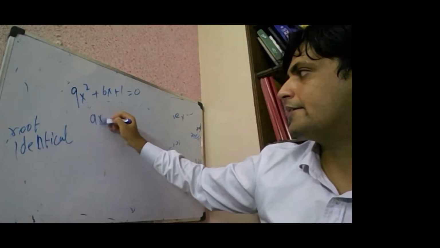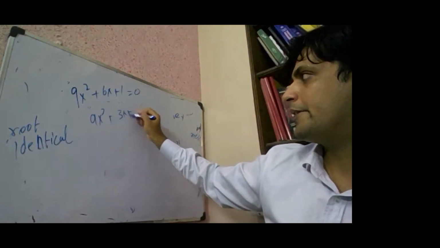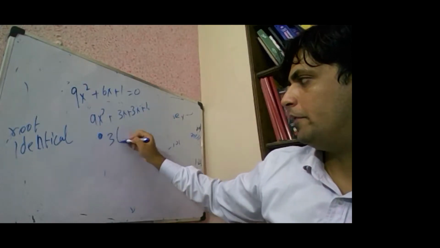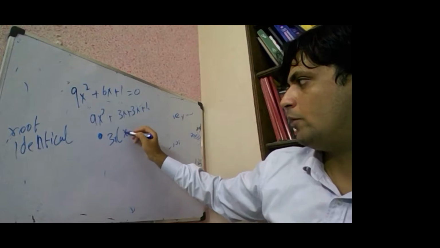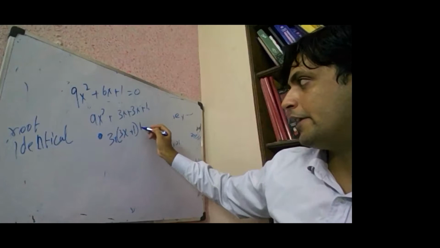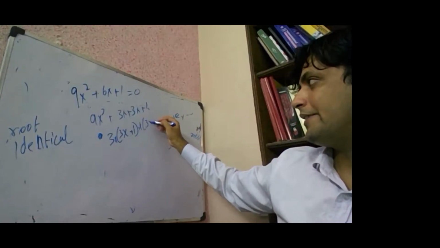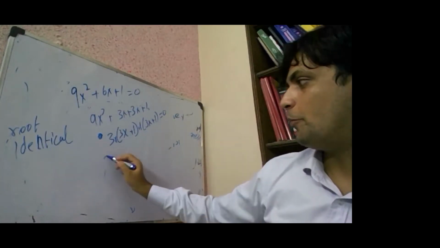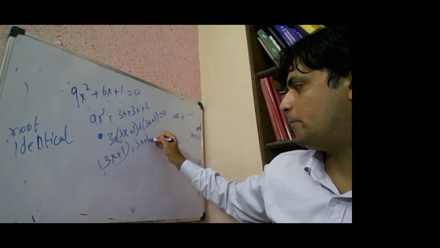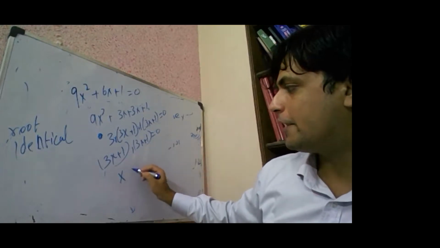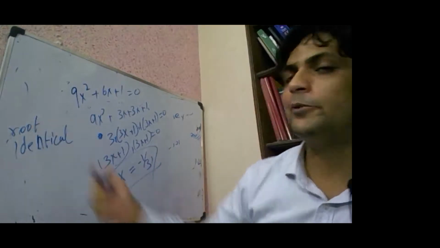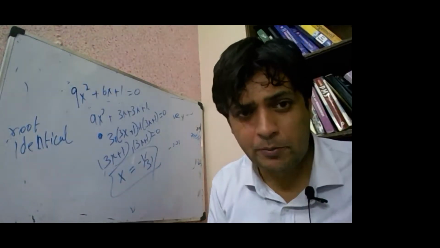How? Let's see. In 9x squared, I can still distribute 3x plus 3x plus 1. So 3x gets common, and we get 3x(3x plus 1). Here nothing is common, so we take 1 plus 1 common, and we get 3x plus 1 equals 0. So both are 3x plus 1 and 3x plus 1 equals 0. So in both cases, x is minus 1 by 3. So it's a repeated root. It's an identical root which is repeated.